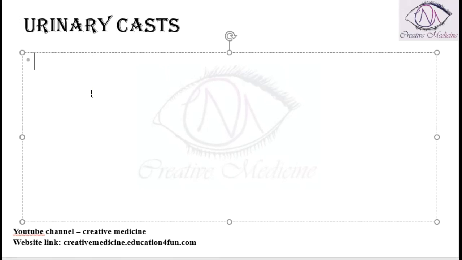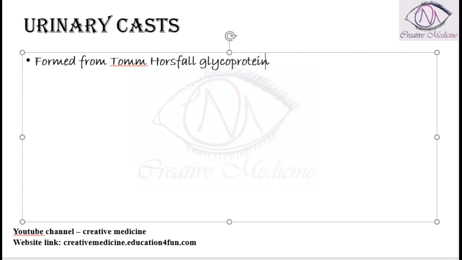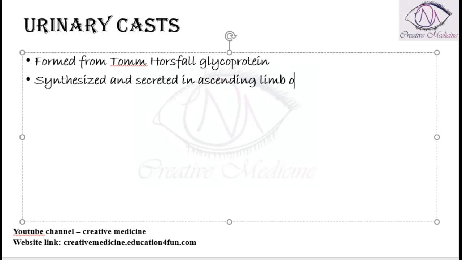These urinary casts are actually formed from Tamm-Horsfall protein. Urinary casts are formed from Tamm-Horsfall glycoprotein, and these urinary casts are mainly synthesized and secreted in the ascending limb of the loop of Henle.